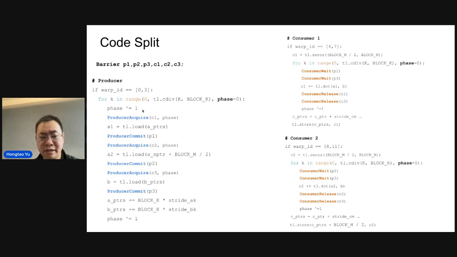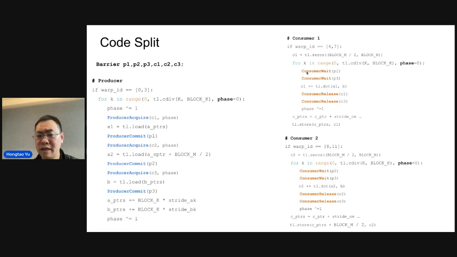And the producer starts with a synchronization called producer acquire. So it's trying to acquire the buffer, and once it acquires it, it fills the buffer with the data, and then it tells the consumer that the buffer is ready through producer commit. And similarly for the other 2 data sources.